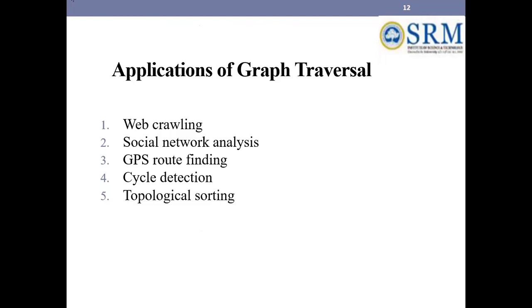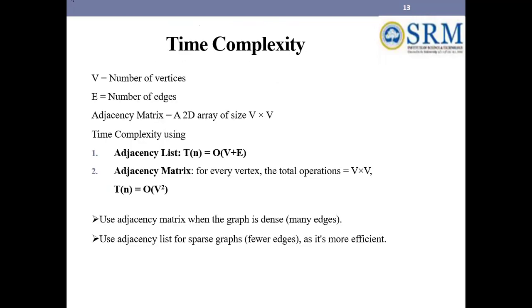Then cycle detection. So we are generating a BFS tree. That tree is an open one. It does not contain any cycle. So to detect whether the graph contains a cycle or not, we can use this BFS concept. And topological sorting, this is one type of sorting that can be implemented with graph traversal in a graph.